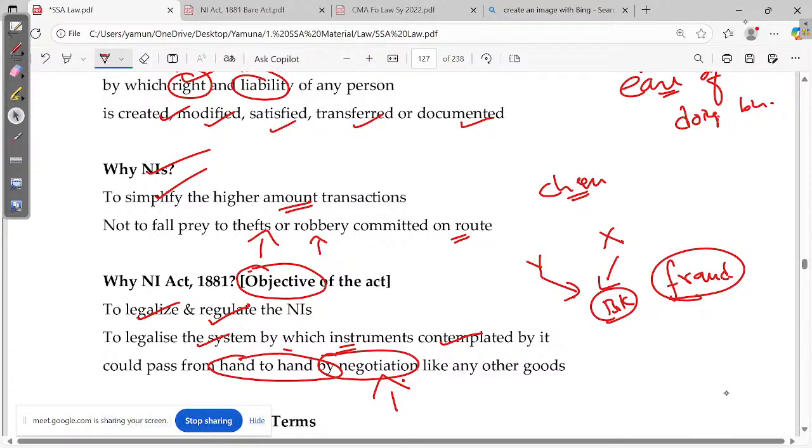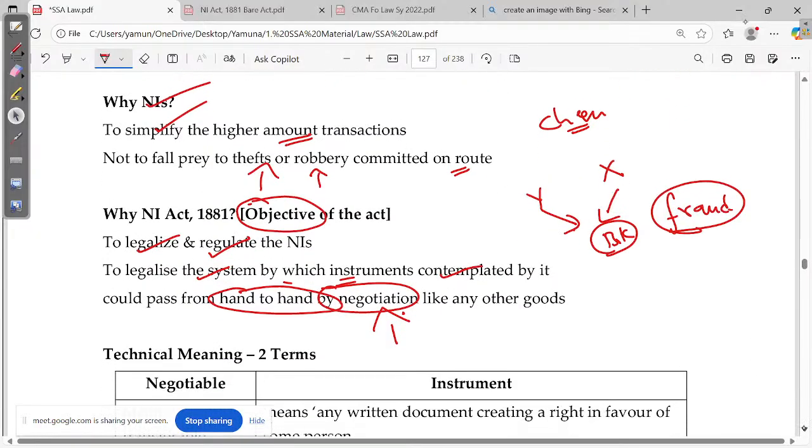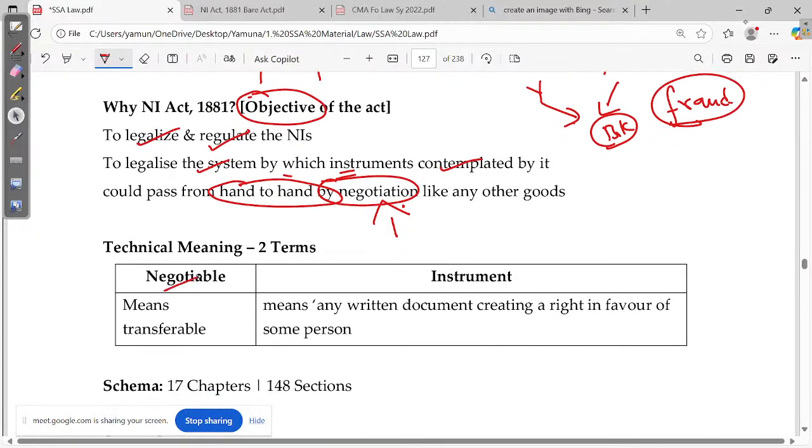So actually we need to understand two terms: one is instrument and one is negotiation. Instrument we have done. Negotiable means transferable. What do you mean by transferable? In legal terms, if you are talking about the person Z who is a holder in due course.